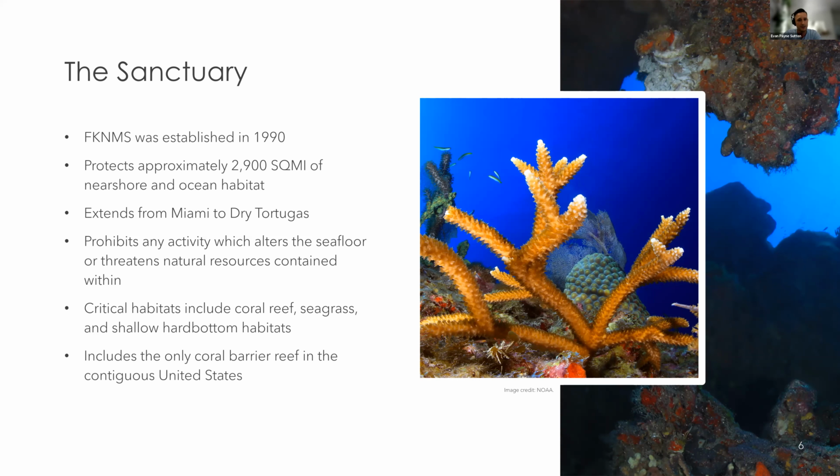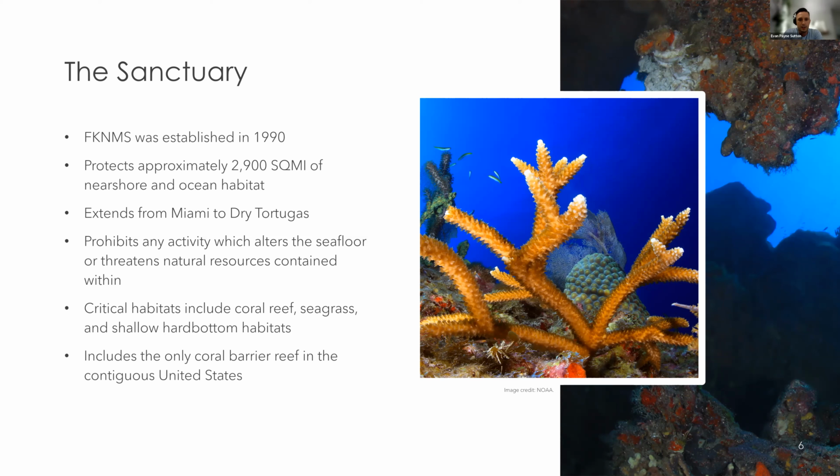It's got about 160 to 200 square miles of coral barrier reef, about 1,000 square miles of seagrass, and about 1,400 square miles of hard bottom habitat. I'm going to say that a couple times throughout this. Hard bottom habitat, that's basically sponges, soft corals, submerged aquatic vegetation, those sorts of things.